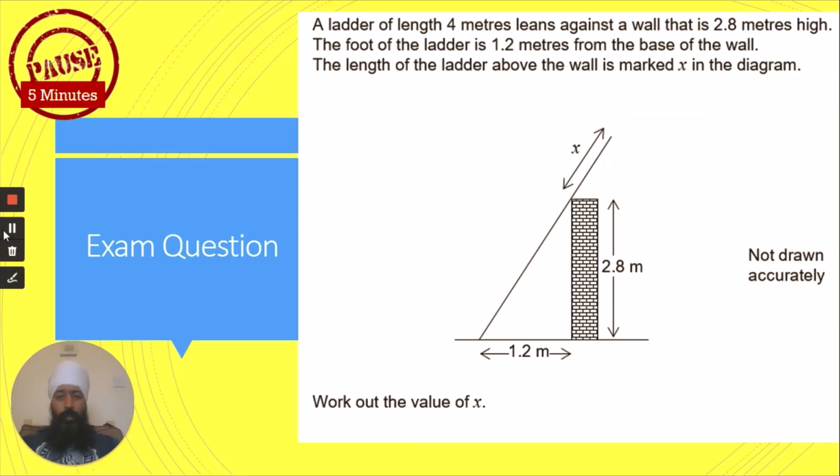Okay, so let's put our skills to the test now with an example. There's a ladder of length 4 meters. It leans against a wall that is 2.8 meters high. The foot of the ladder is 1.2 meters from the base of the wall. The length of the ladder above the wall is marked X in the diagram. It's worth 3 marks. Can you calculate the value of X? Okay, press pause. Give yourselves 5 minutes and then we'll go for the answer. Good luck.